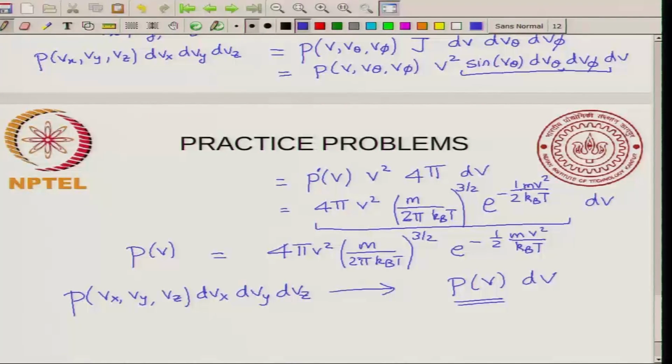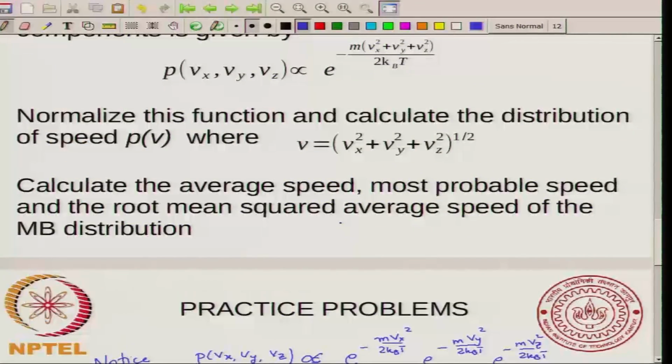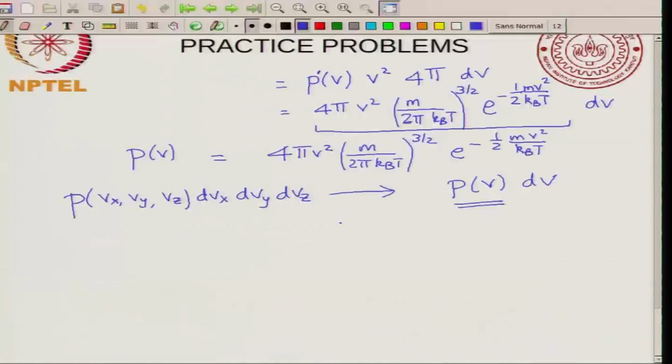Notice that you do not have just a Gaussian in this case, you have a Gaussian multiplied by a v square in front. So, this is the very standard Maxwell-Boltzmann distribution of speeds that you have seen in your kinetic theory of gases. Now, the next thing is to calculate the average speed, most probable speed and the root mean square speed of this Maxwell-Boltzmann distribution.